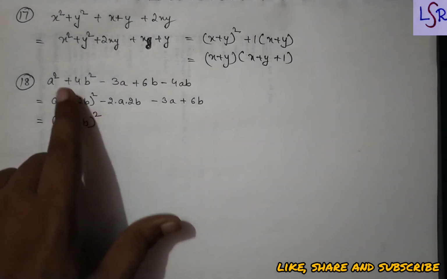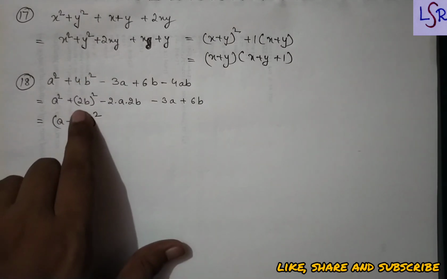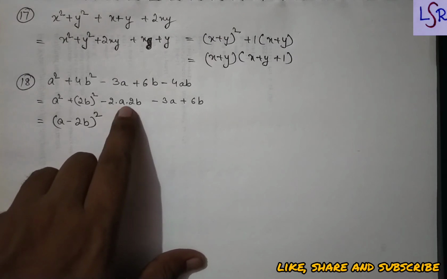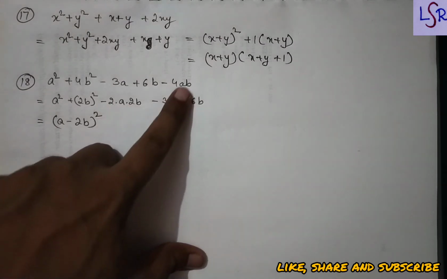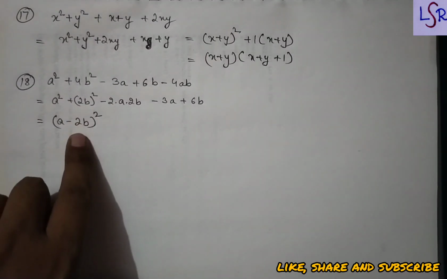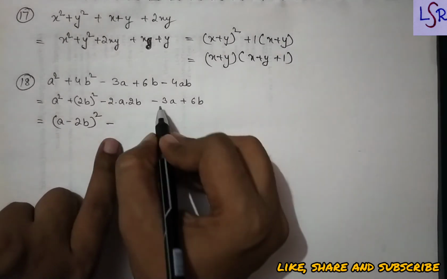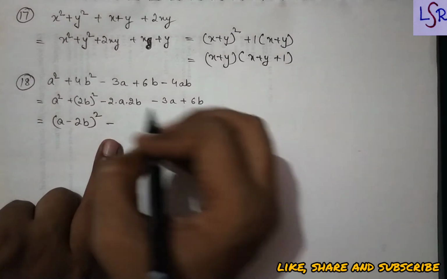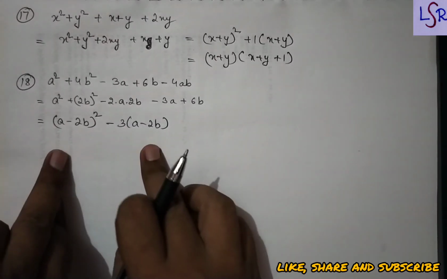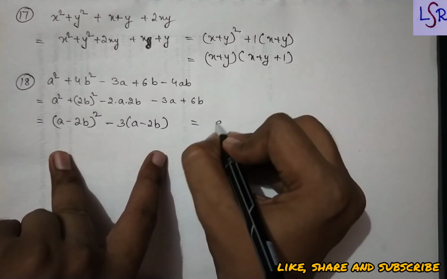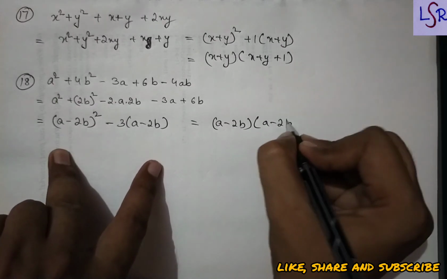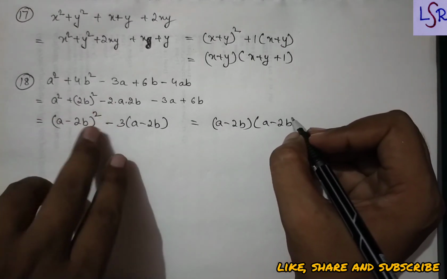We have written this a square, 4b square is written as 2b to the whole square. This is written in this form 2 dot a dot 2b. If you solve this, you will get this again, and these two are copied over here. And as this is the expansion of this one, we have written this one as a whole square. And now from these two, we can take 3 as common and we'll be left with a minus 2b. Now the bracket is common, so we can take the bracket common and we'll be left with a minus 2b in one bracket, and in the other a minus 2b of the bracket of the whole square and minus 3 from here.